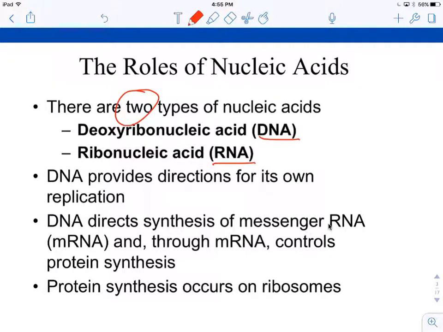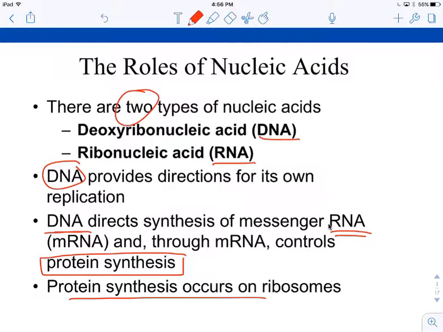So these are kind of the least diverse of all of our macromolecules. DNA is pretty impressive. It provides directions for its own replication. DNA also directs the synthesis of RNA, and through RNA controls the synthesis of proteins. So nucleic acids are pretty much like the master puppets of the whole thing because they control the proteins and the proteins control everything else. Protein synthesis occurs on organelles called ribosomes.